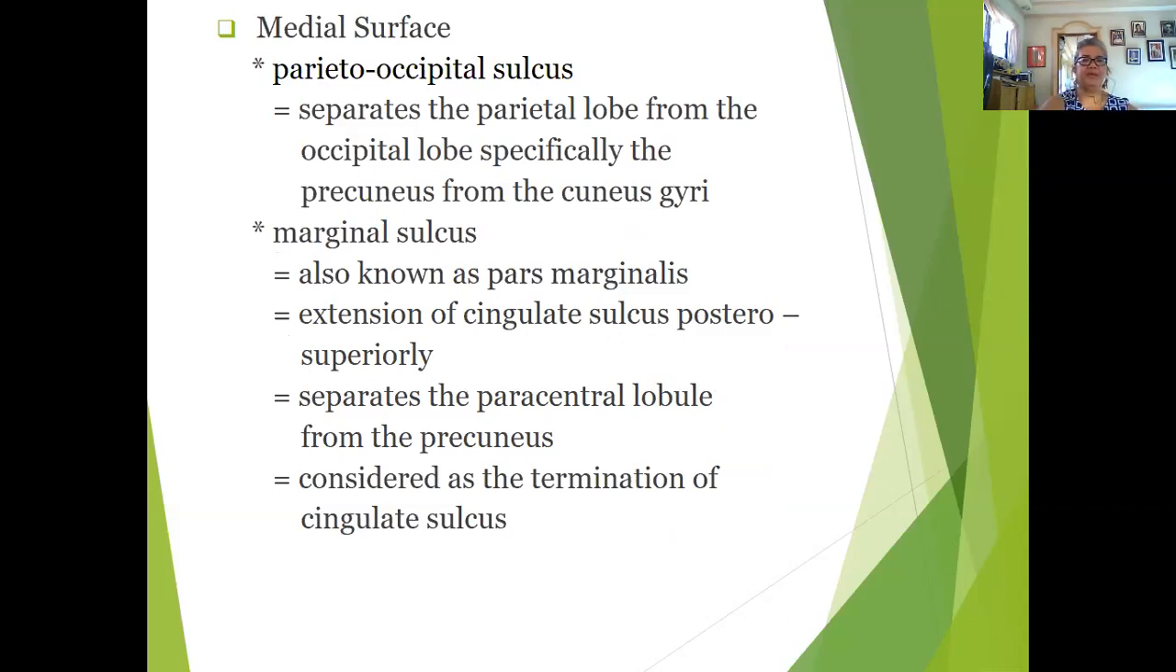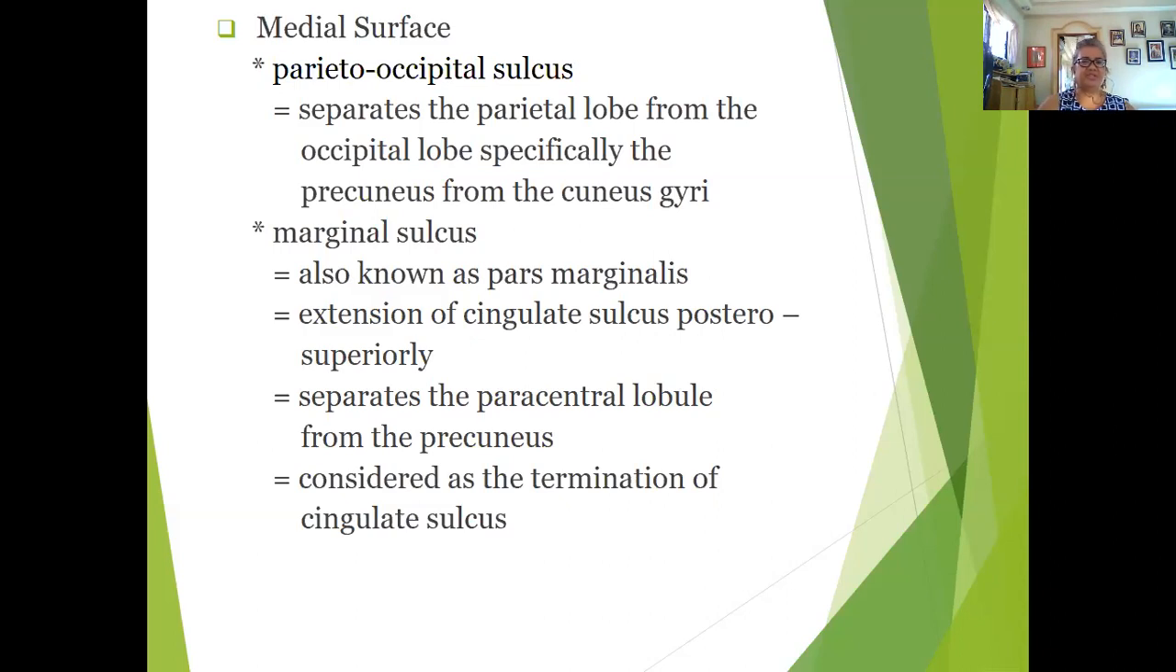Now, on the medial surface, you will have the parieto-occipital sulcus, clearly delineating the parietal lobe from the occipital lobe. And more specifically, separating the precuneus, which is found on the parietal lobe, from the cuneus, which is located on the occipital lobe.